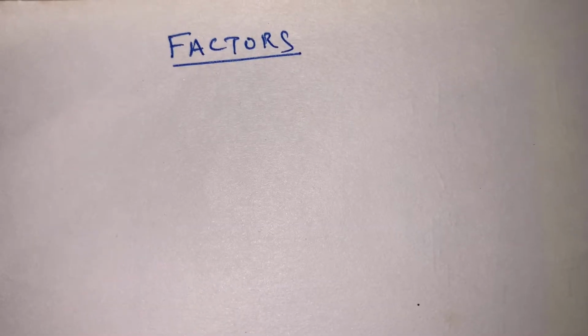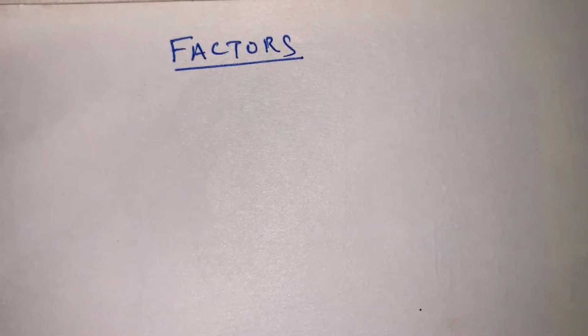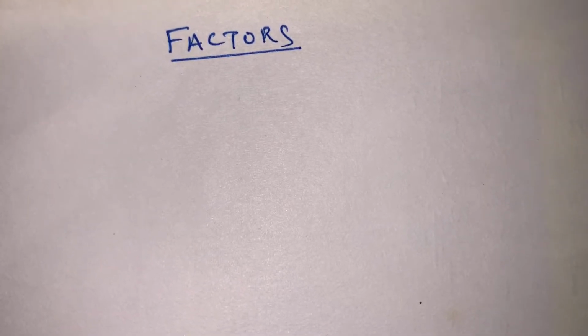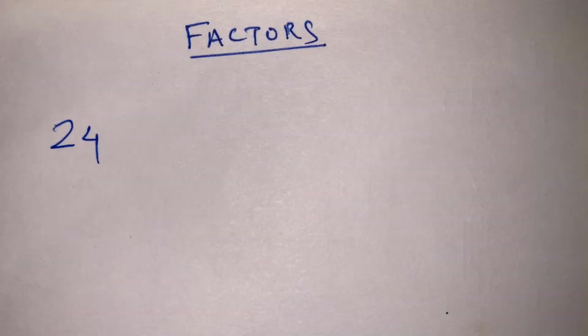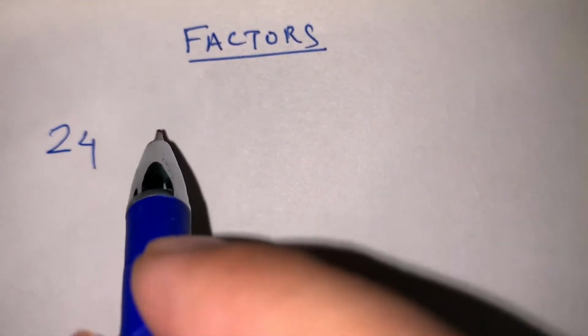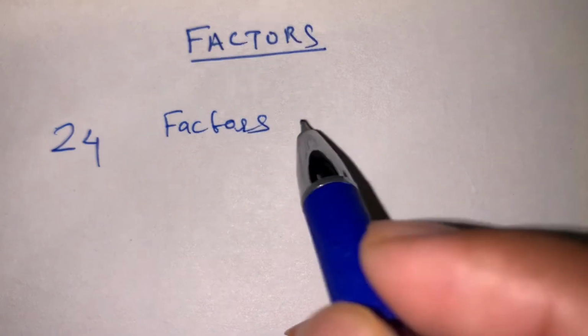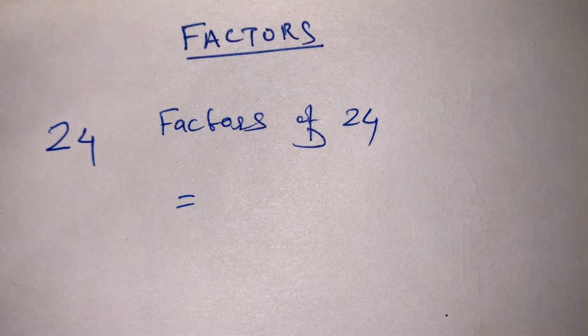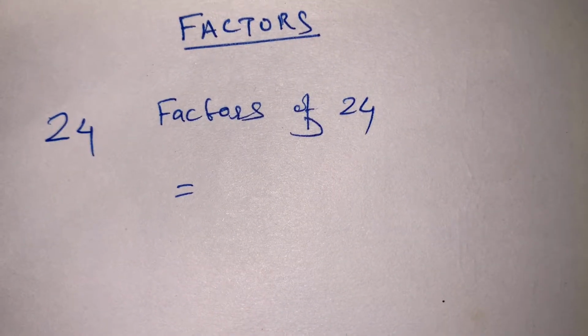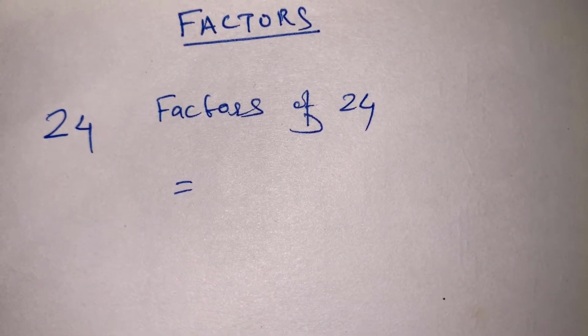Factors are those numbers which can divide a particular number and get the remainder as 0. For example, let's consider the number 24. What are the factors of 24? The numbers which can divide 24 and give the remainder 0, or basically all those tables in which you get the multiple 24.